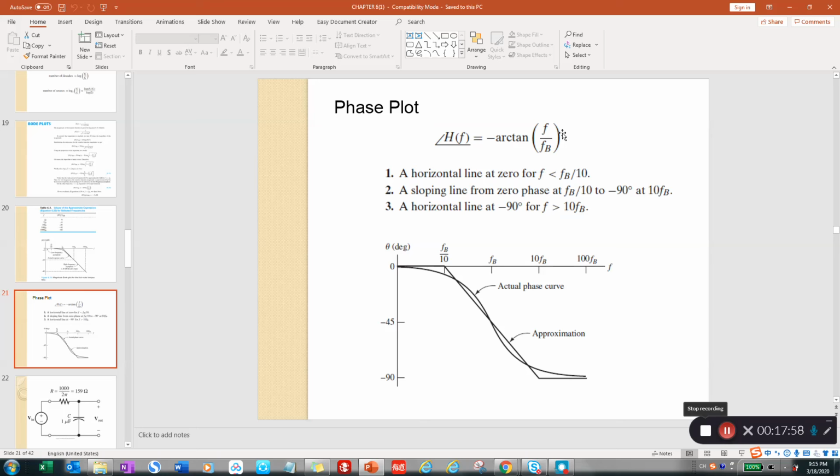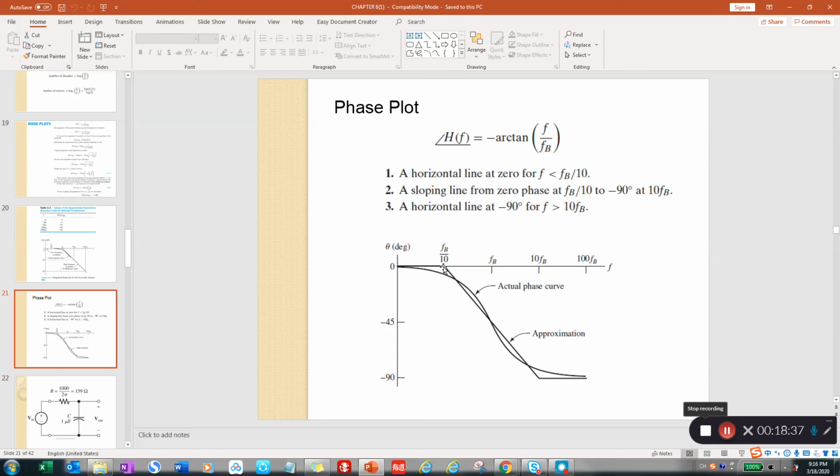Then if we reduce the frequency, if f is much lower than the break frequency, let's say f equals one tenth of the break frequency, then you can calculate this value. f divided by fb equals 0.1. Then if we calculate negative arctangent 0.1, we are going to get a value which is close to 0. So we can just use 0 to represent that.